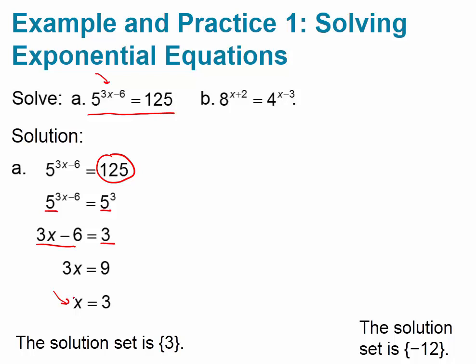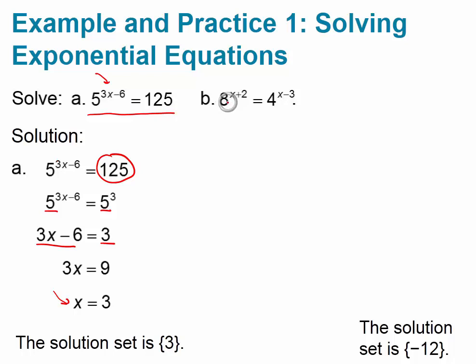If we plug that back in here, 3 times 3 would be 9, and 9 minus 6 would be the third power. So 5 to the third power would, in fact, equal 125. All right, now you're going to do the same thing. I'm going to have you pause your video player and practice this one.